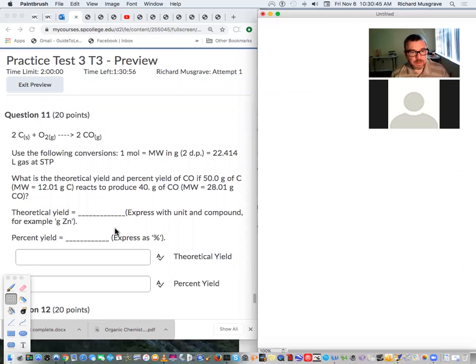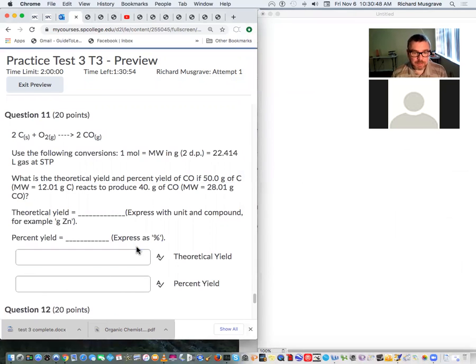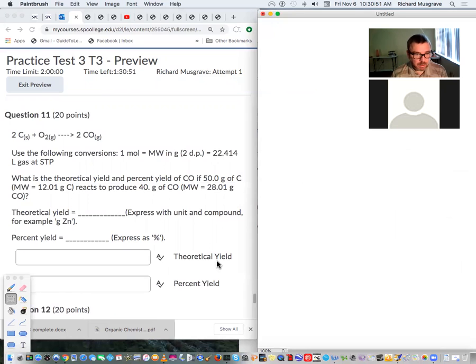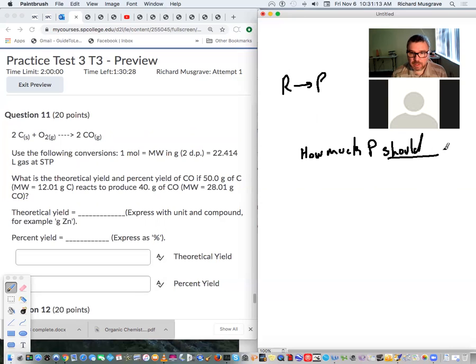All right, so I'll do one of these theoretical yield problems, theoretical yield, percent yield. Now, when we're doing this kind of problem, again, it's reactants going to products. And what we want to figure out is how much product should we get? That's really the key there, should we get? And that's the theoretical yield. And it's theoretical because we never get everything we want from a reaction. It's kind of like life, really.